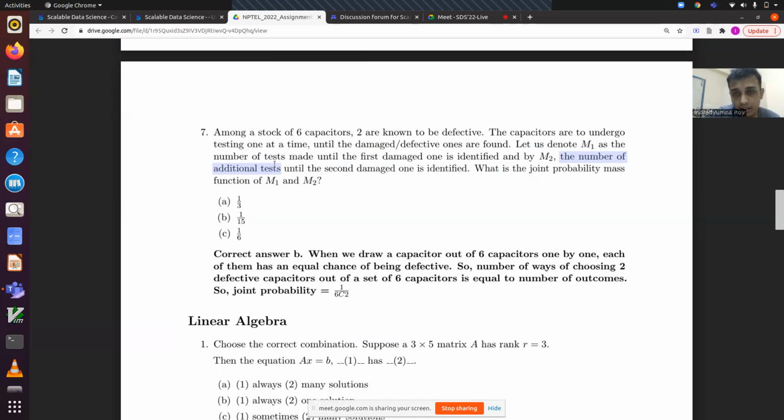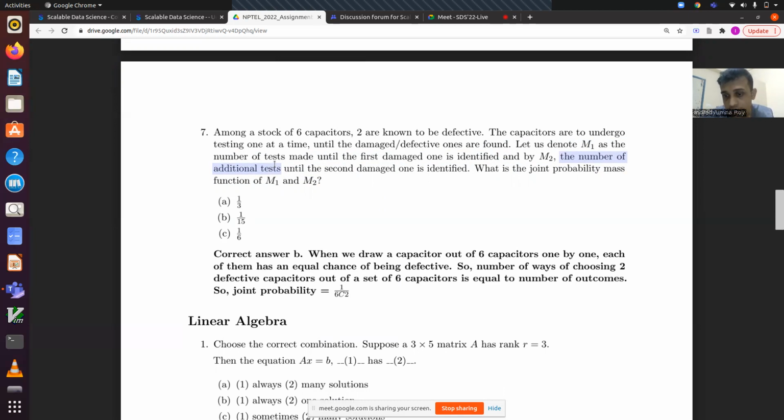So how many values of M1 and M2 can there be? The values of M1 and M2 depend on the position of the bad capacitors. If you randomly point out any 2 of those 6 locations, then you can uniquely specify M1 and M2. Are you convinced about this? Okay. So the problem becomes, how many ways can you uniquely specify, how many ways can you randomly put those 2 points?